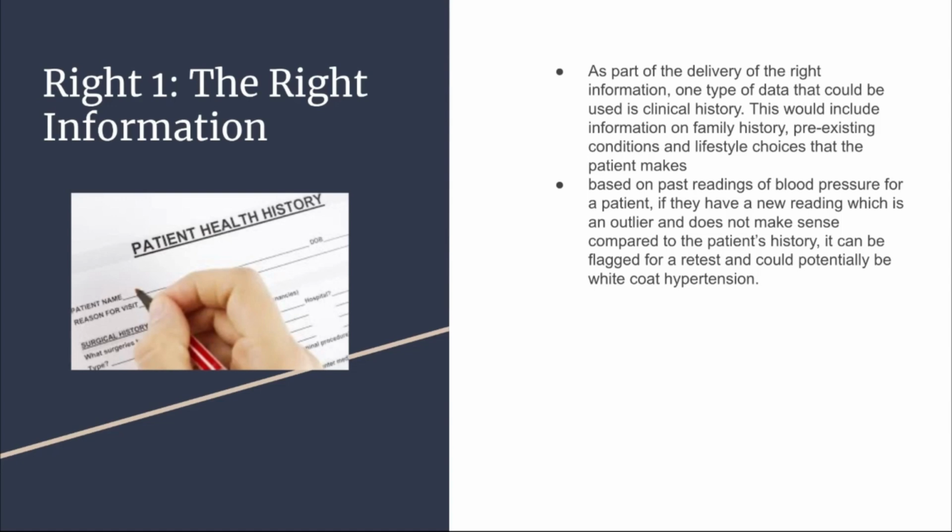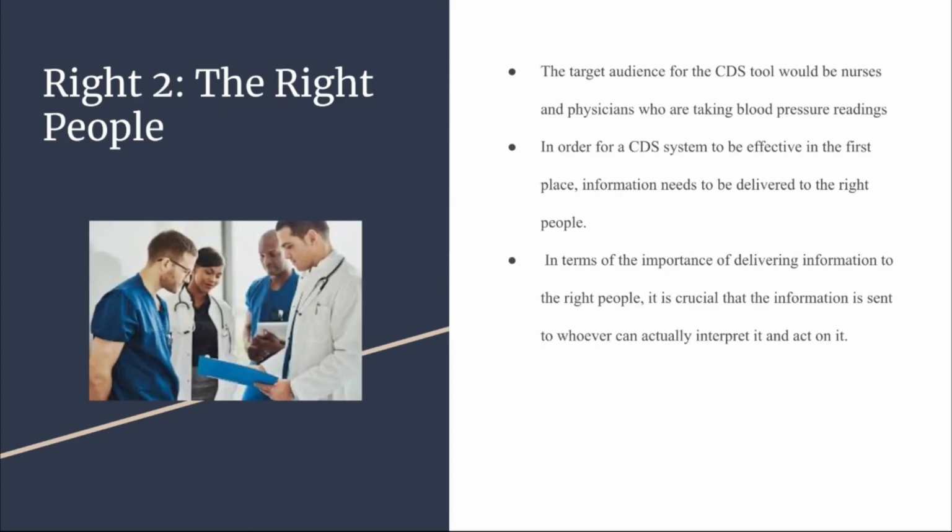For the first right, the right information: to ensure that the right information is delivered, clinical history is very important to study and analyze when using the CDS tool. This includes details such as family history, pre-existing conditions, and the patient's lifestyle choices. If a new blood pressure reading significantly deviates from previous measurements, it can be flagged for a retest. This might indicate white coat hypertension, especially if the results don't align with a patient's previous measures.